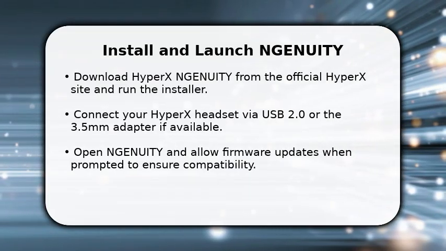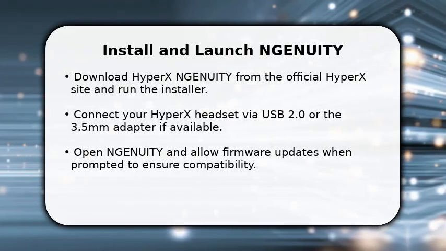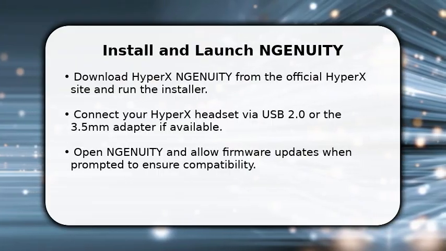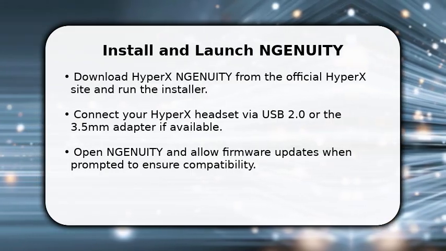Download HyperX NGenuity from the official HyperX site and run the installer. Use the installer to add the program to your system. Connect your HyperX headset via USB 2.0, or the 3.5 adapter if available. Wait for Windows to recognize the device before continuing.